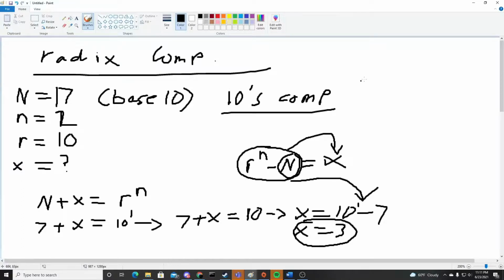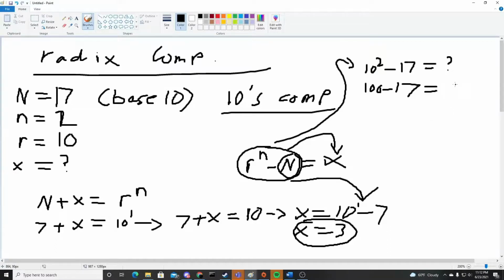So you notice here that if we write out again our equation of r to the n minus N, we'll say 10 now to the second minus 17 equals, and we'll put a question mark there. 10 to the second, 10 squared, is really just 100, minus 17, which equals 83. And so 83 in this case would be our 10's complement of 17.